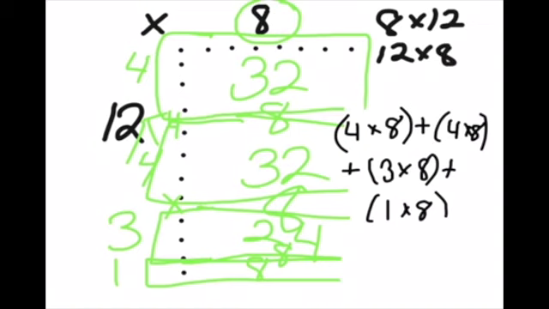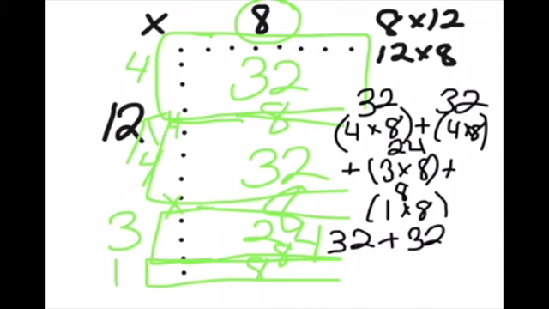Okay. We know 4 times 8 was 32. We know that 3 times 8, I got 24. And then 1 times 8, of course, is 8. So 32 plus 32 plus 24 plus 8. So on the next screen, I will figure that out.